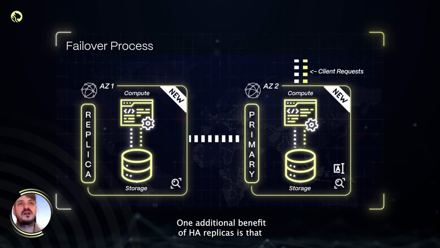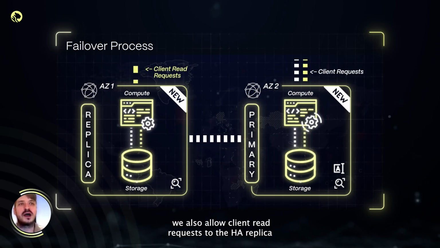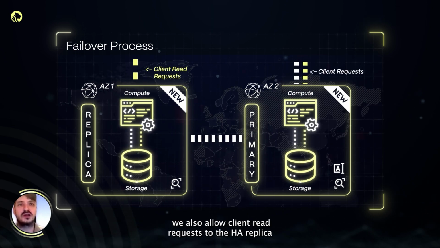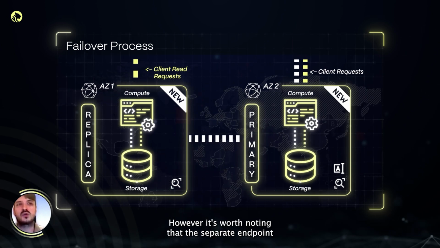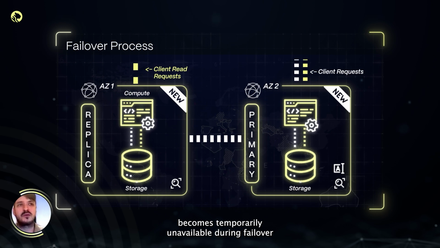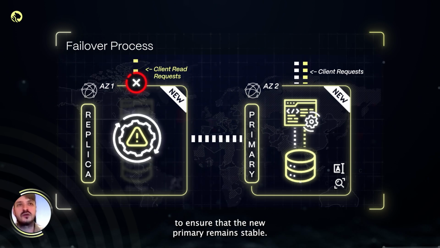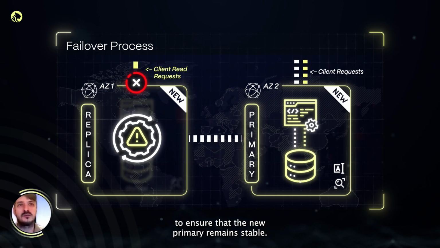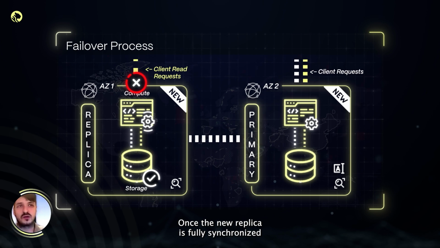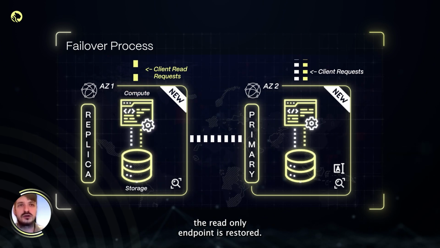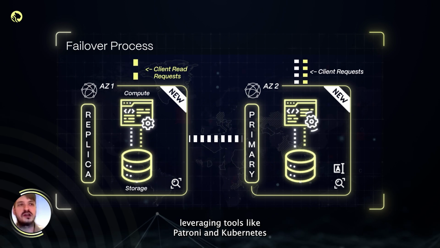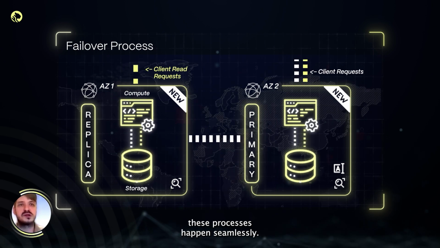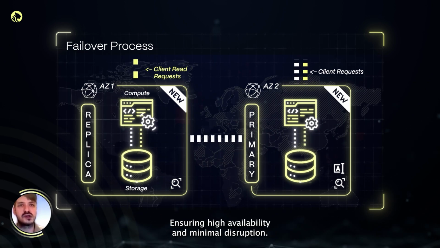One additional benefit of HA replicas is that we also allow client read requests to the HA replica via a second independent connection endpoint. However, it's worth noting that the separate endpoint becomes temporarily unavailable during failover to ensure that the new primary remains stable. Once the new replica is fully synchronized, the read-only endpoint is restored. With Timescale's failover automation, leveraging tools like Patroni and Kubernetes, these processes happen seamlessly, ensuring high availability and minimal disruption.